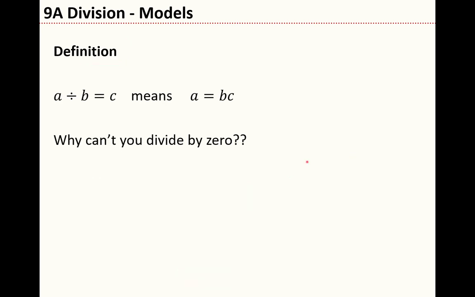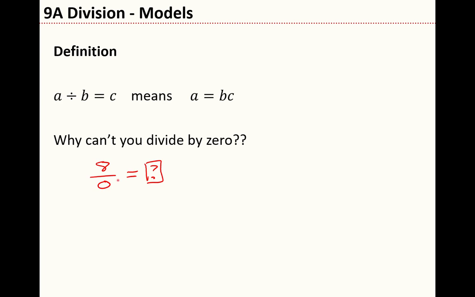This definition gives us a good reason why we can't divide by 0. This is a question a lot of people often have. You sort of hear it as a rule. You can't divide by 0. But why not? So here is the actual answer. Why can't you divide by 0? Let's suppose that 8 divided by 0 was actually some number. 8 divided by 0 equals something.